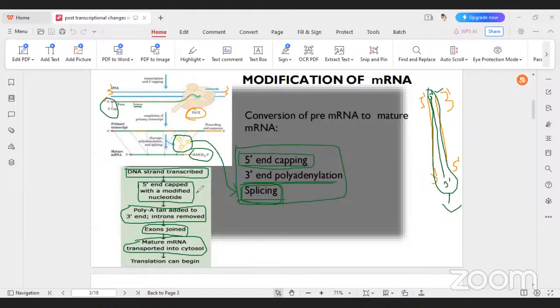Next, what happened? Mature mRNA is prepared. This mature mRNA is now transported into the cytosol.